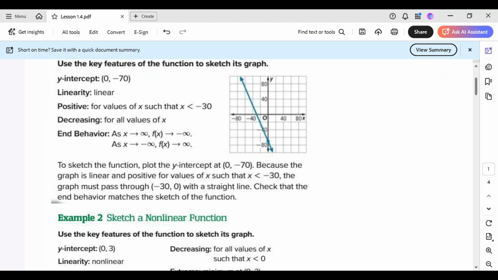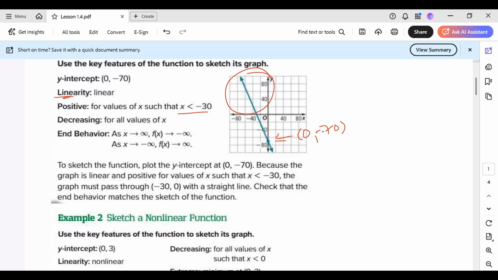The y-intercept, remember the y-intercept is where it hits the y-axis. So this is where (0, -70) is going to be located. That is your y-intercept. Linearity, remember linearity has the word line, so we need to see a graph that has a line, which we do. The next part says positive for values of x such that x is less than -30. When x is -30, it means it needs to be in the positive region. That is where it's located.